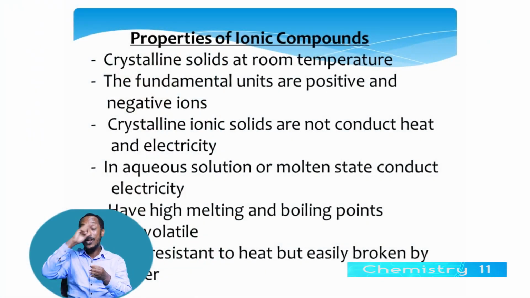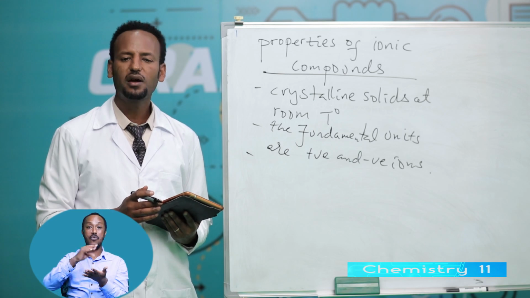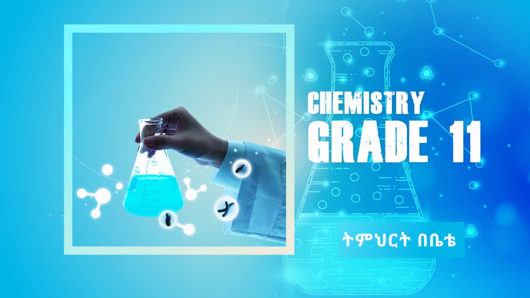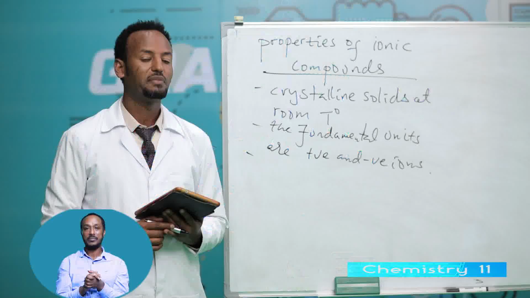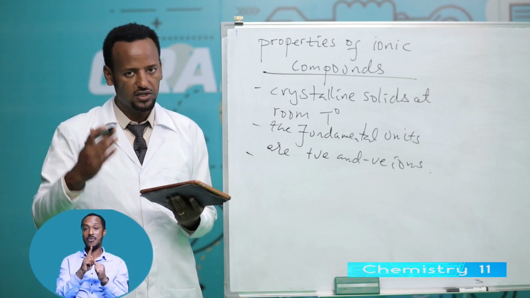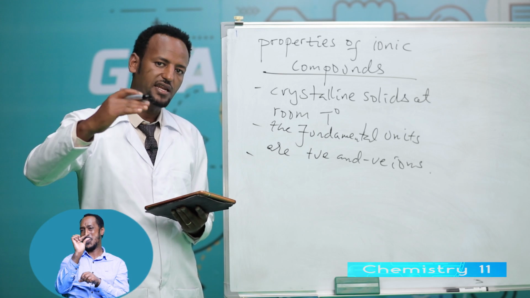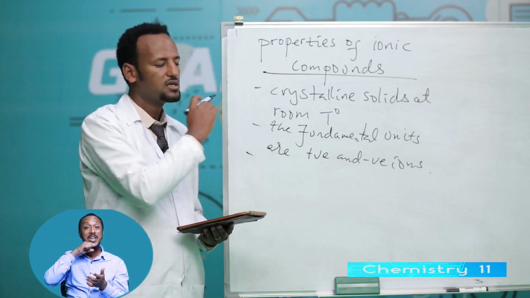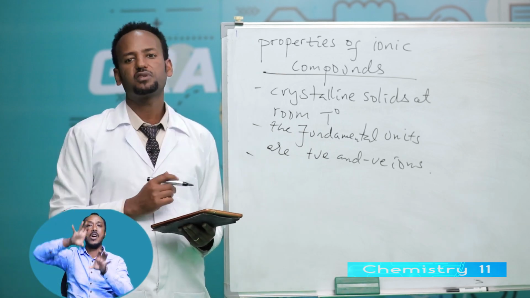The other one, ionic compounds have high melting and high boiling points. Ionic compounds are non-volatile. By the way, why are ionic compounds non-volatile? Because ionic compounds exist in which state? In solid state. Solids have low volatility. High volatility is gas, next liquid, then solids. Therefore, most ionic compounds are solids. Because of that, ionic compounds are non-volatile.